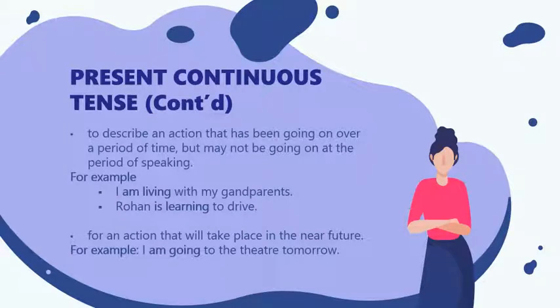Let's see the next point where we use present continuous tense. It is used to describe an action that has been going on over a period of time, but may not be going on at the time of speaking. For example, I am living with my grandparents. Second, Rohan is learning to drive.